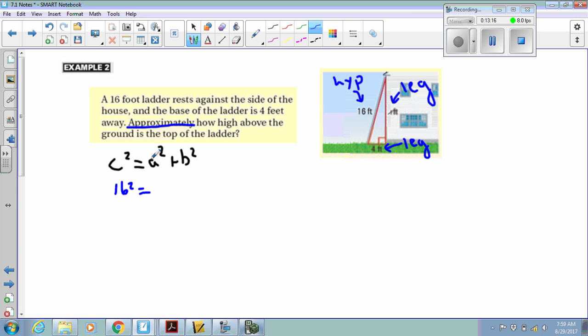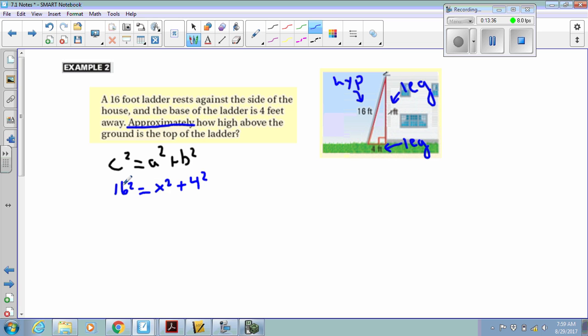Now remember, a is just one of your legs. It does not matter if it's the 4 feet or the x. I'm going to go with x, so I'm going to go x squared. But you could also put, in this case, if you wanted to, 4 squared. Now I'm going to do plus my other leg, which is 4, and then square it, okay?